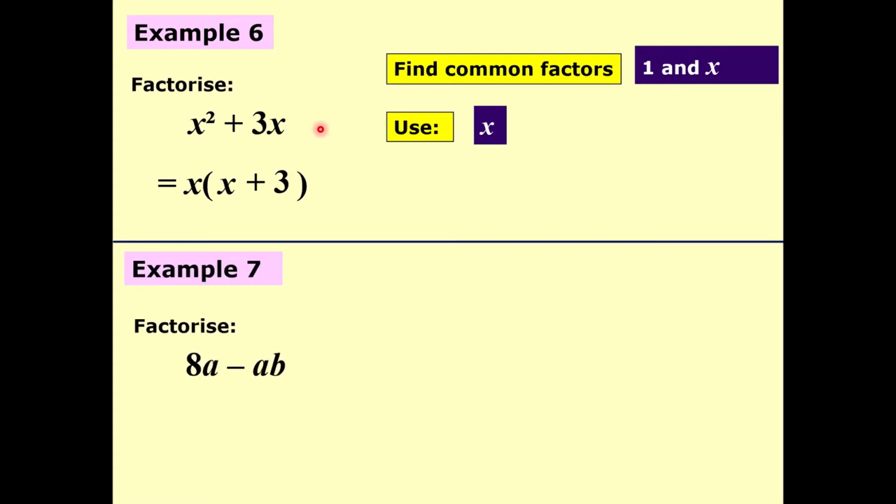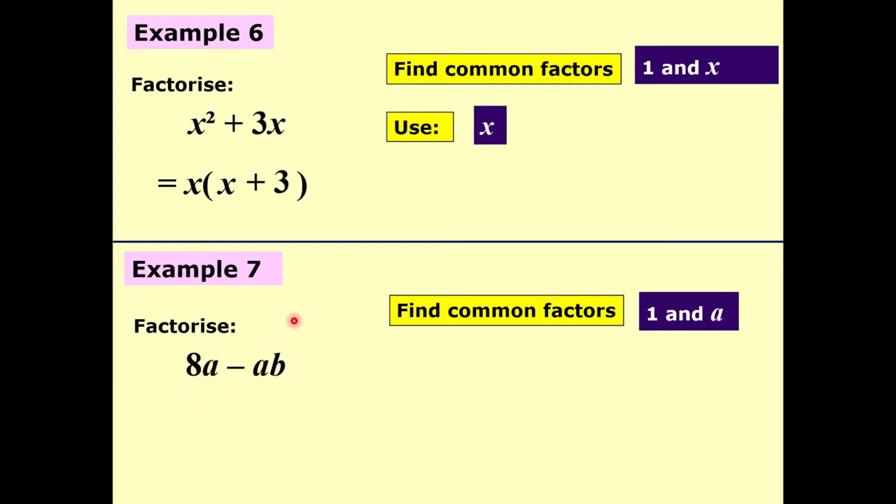Okay. A second example, we are being asked to factorise 8a subtract ab. Again, we're going to think about our common factors. Okay, 1 is always going to be a common factor, so that's going to be one of them. But this means 8 times a, and this means a times b. So we've got an a here, and we've also got an a in our second term. So our common factors are 1 and a, and remember, if there is a letter term, that is what we're going to use. So we're going to use a.